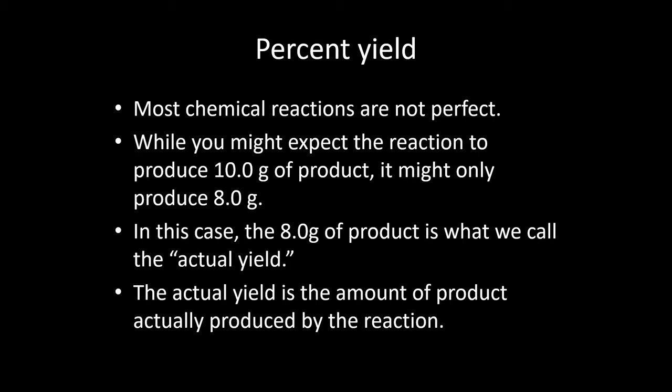The actual yield is something that will always, always, always have to be given to you unless you are literally in the lab doing the experiment yourself. Because the actual yield is, I actually went out and did this, and this is what I actually produced. So it must be given to you. It can never be calculated. An actual yield can never be calculated.